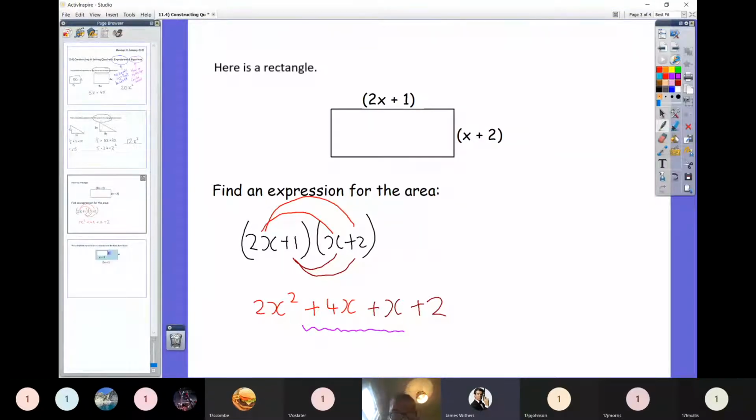So our final answer here would be 2x squared, which is unchanged. They're the only x squareds. 4x plus x, which is 5x. And then the plus 2 on the end. And that will be our final answer for an expression for the area. Okay, it's an expression. There's no equal sign. You can't solve it. You can just tidy it up.